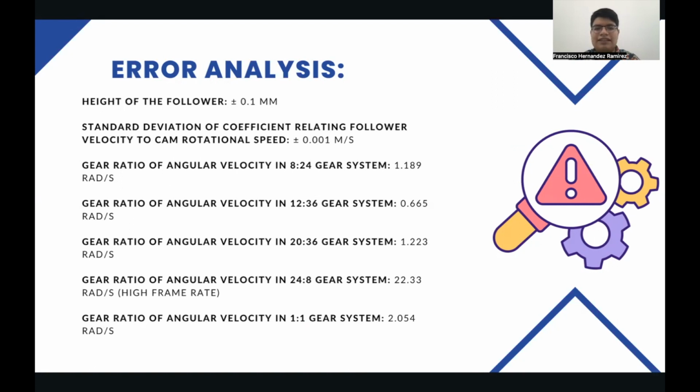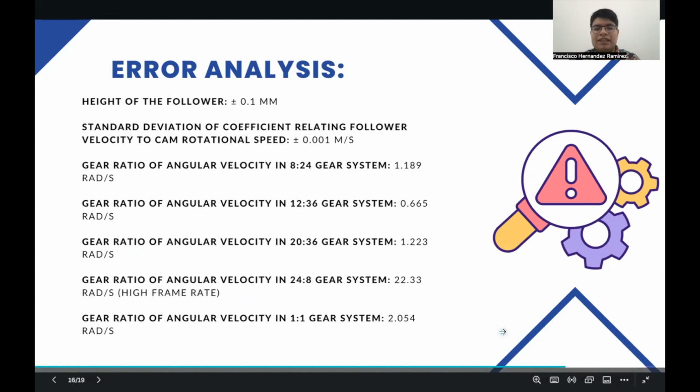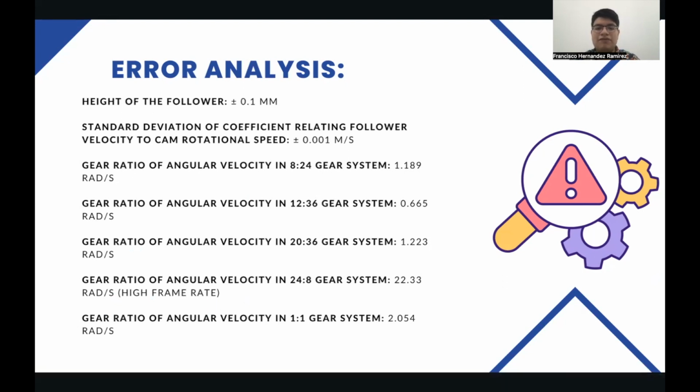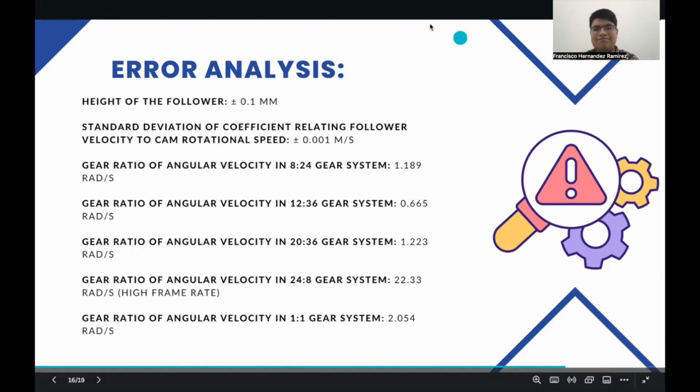The error in angular velocity in the 8-24 gear system is 1.189 radians per second. In the 12-36 system, it's 0.665 radians per second. In the 20-36 system, it's 1.223 radians per second. In the 24/8 gear system, it's 22.30 radians per second. This is a bit higher because of the higher frame rate, where it's going very fast. And the error of the angular velocity in the 1-to-1 gear system is 2.054 radians per second.